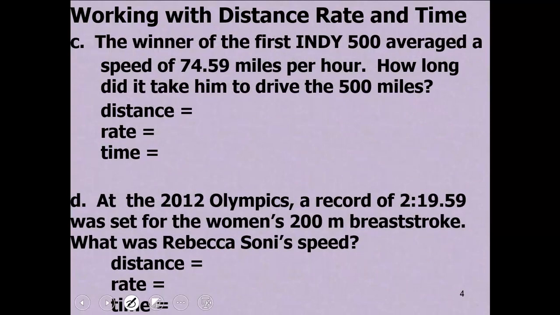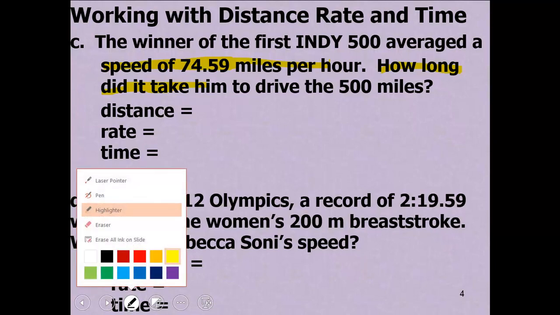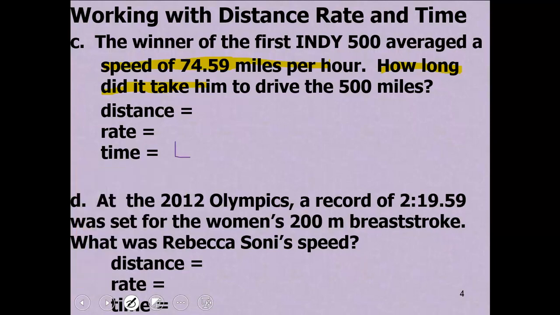The winner of the first Indy 500 averaged a speed of 74.59 miles per hour. So that's important information. This is speed, so this is going to be a rate. How long did it take him? So what are we looking for? We're looking for time. So time is our variable. Time is the variable. That's the thing we don't know. Our speed is 74.59.